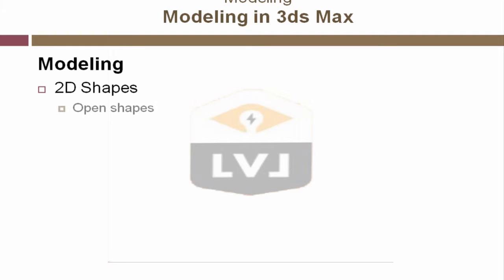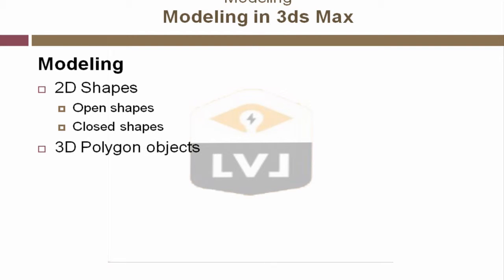We'll look at modifying some open shapes. These are shaped with open ends that do not connect. We'll work with some closed shapes. These are shapes that are closed splines all the way around. Then we'll move into working with 3D polygon objects, starting out with something called editable poly. The poly modeling technique offers an extreme amount of efficiency.